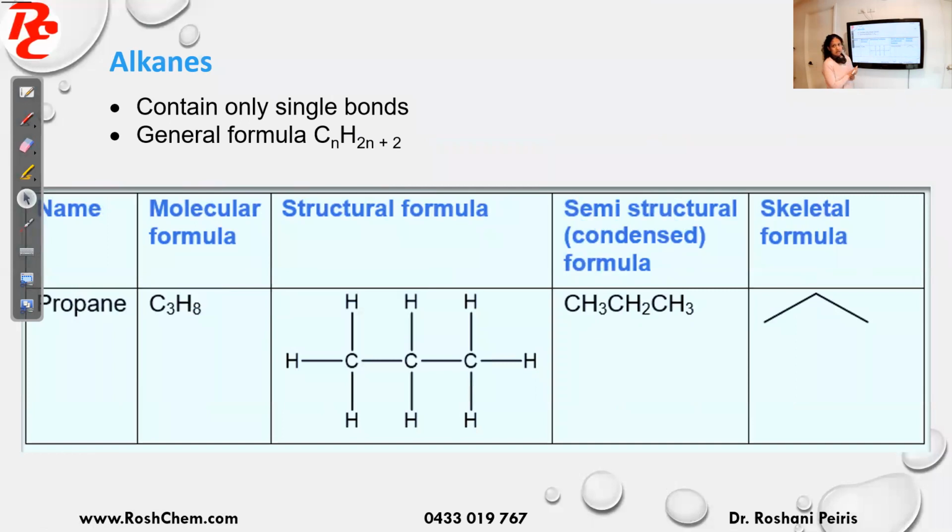Okay, we'll first look at alkanes. Now today we are learning alkanes, alkenes, and alkynes. So alkanes are saturated hydrocarbons. Why do we say that they are saturated? Because they only have carbon-carbon single bonds.